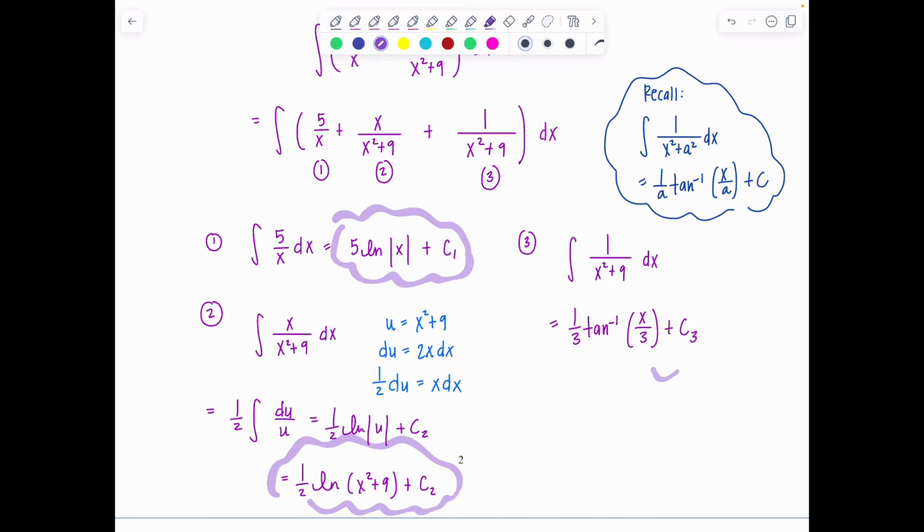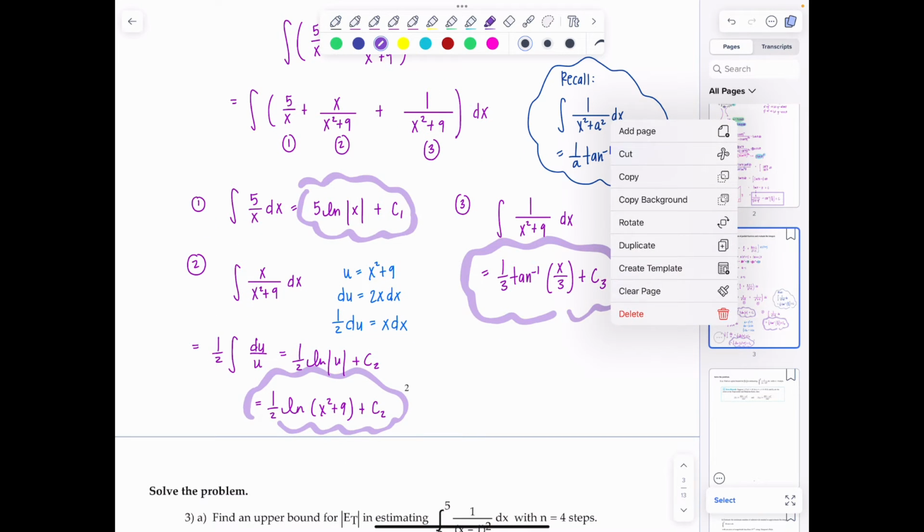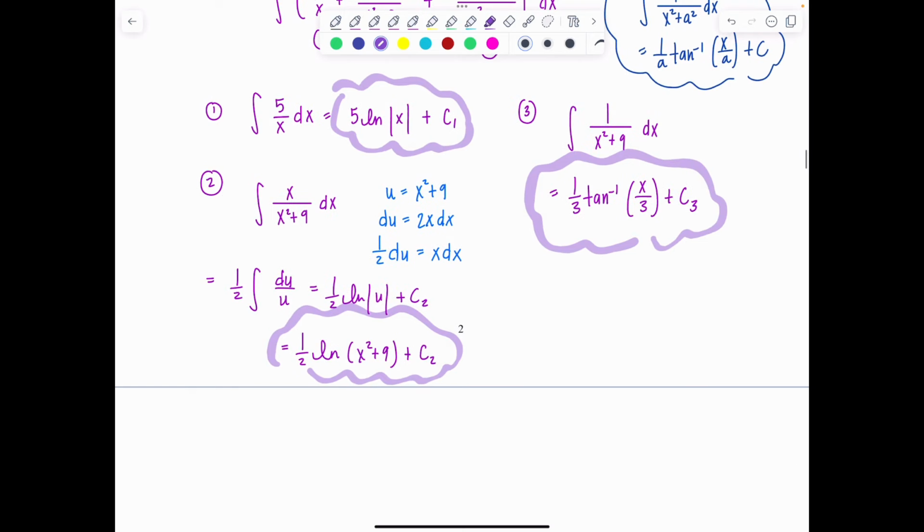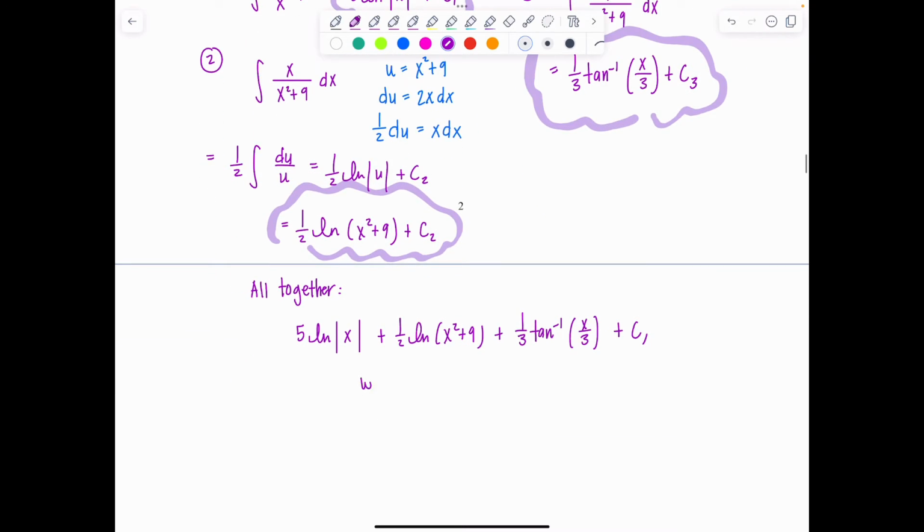Okay, and then I'm going to put it all together. I ran out of space because look at me writing so much, having a grand old time with you guys. So all together, we have 5 ln absolute value of x plus 1/2 ln x squared plus 9 plus 1/3 tan inverse x over 3 plus c, and then where this new c is c1 plus c2 plus c3.